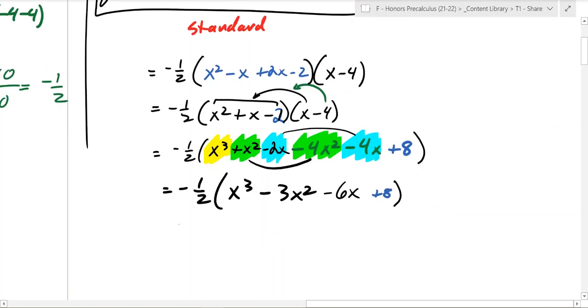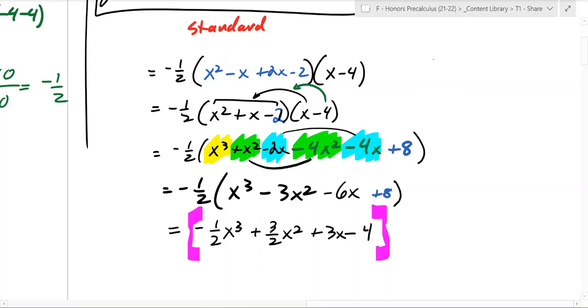Now we multiply that negative 1/2 in and end up with negative 1/2 x cubed minus, it turns into plus 3 over 2 x squared plus 3x minus 4. This is in standard form. So as proven by the mistakes even I made, you have to do this really carefully, really carefully, really carefully.